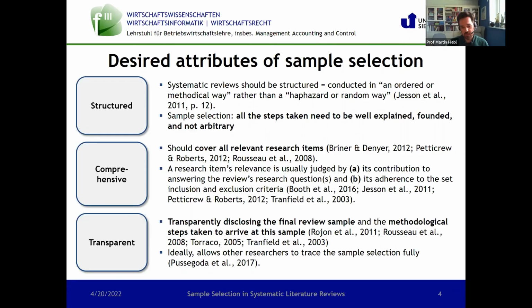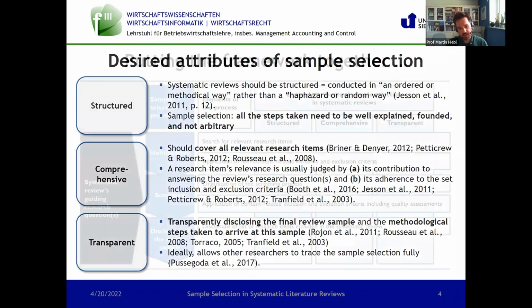And if the reader is able to trace what you've done, then you have kind of transparently reported on what you've done for arriving at your review sample. And also an important part here is that you kind of disclose the final review sample so that everybody knows, or the reader knows, what is actually in your review sample and what is not. So these are the 3 attributes which have been around in the literature for some time. I've probably changed the labels a bit in comparison to some other sources, but these are 3 attributes I have used for my paper here.